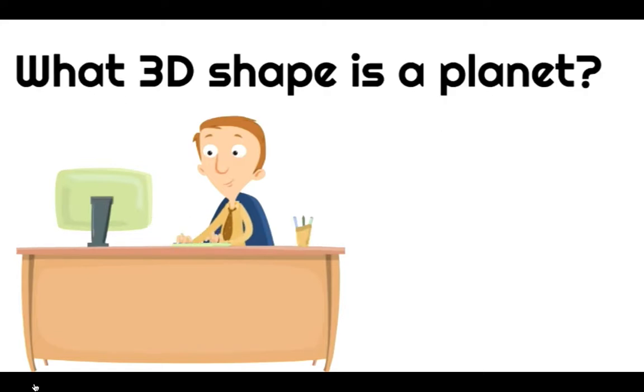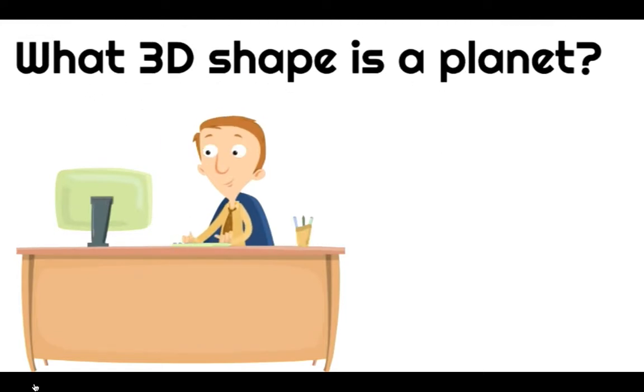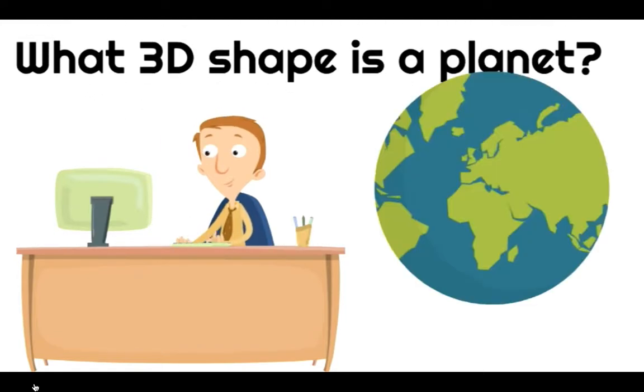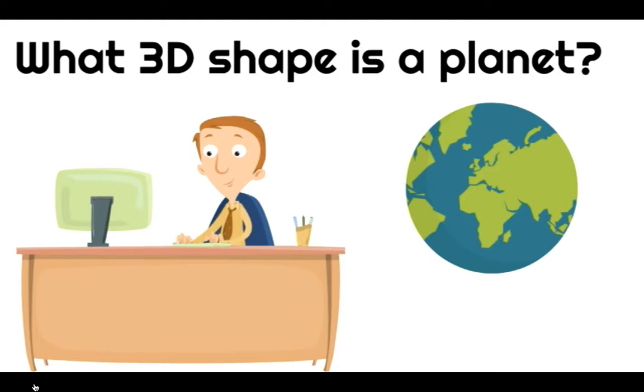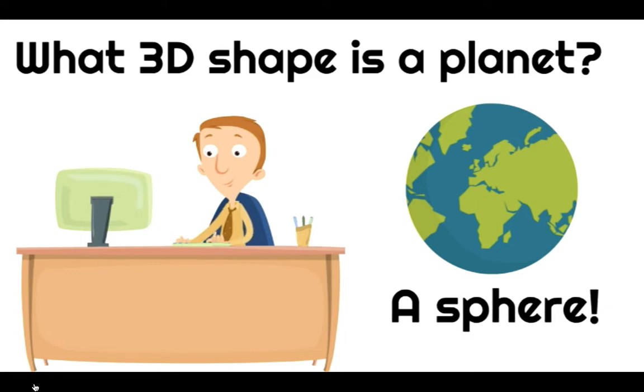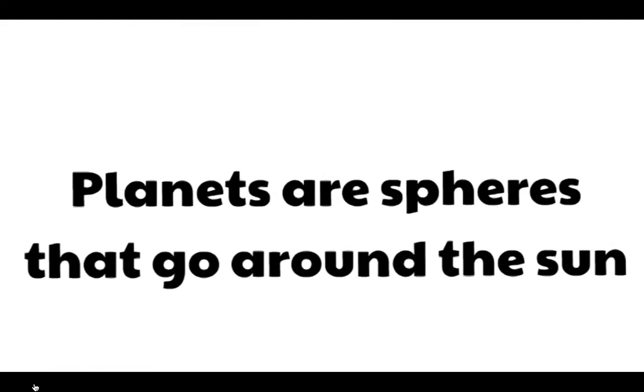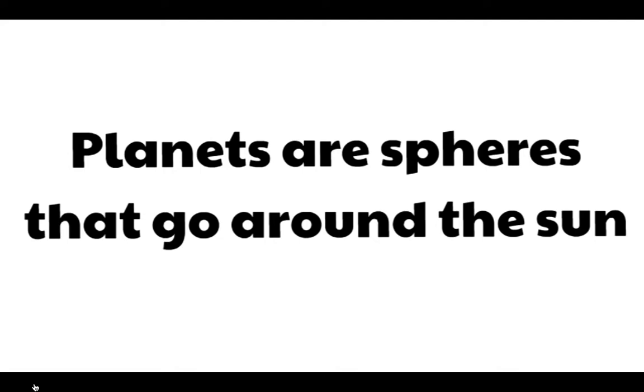Hey, what 3D shape is a planet? Think about it. We know that a planet is round. What 3D shape is perfectly round? Yeah, a sphere. Planets are spheres. They're perfectly round. Good job. To summarize, planets are spheres that go around the sun. Pretty simple, huh?